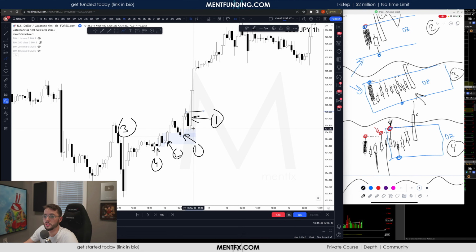Why? Because down candle, instant candle up. That's a demand zone right here. And you expect it to now go and remain above this point.